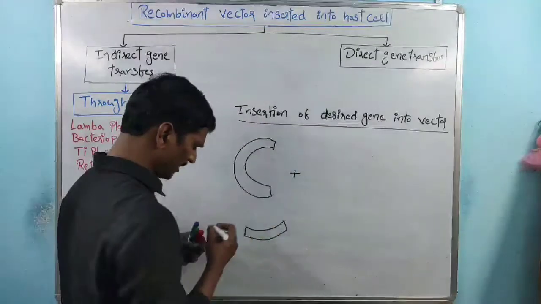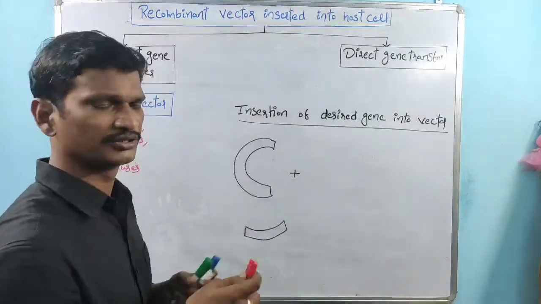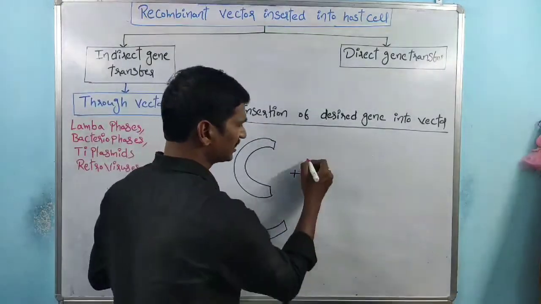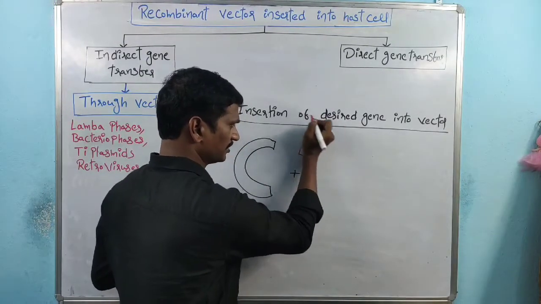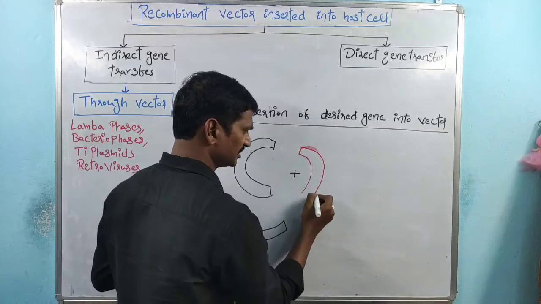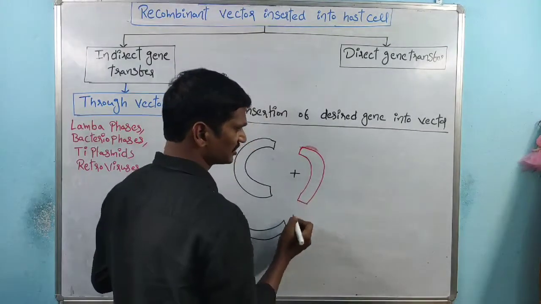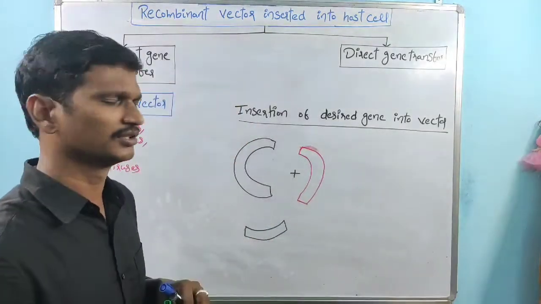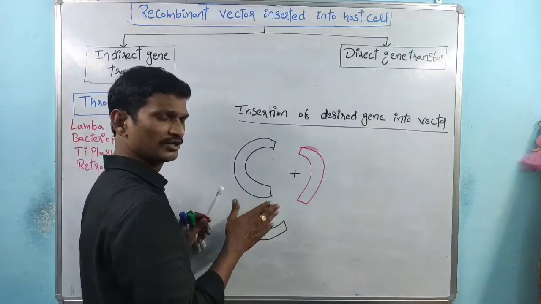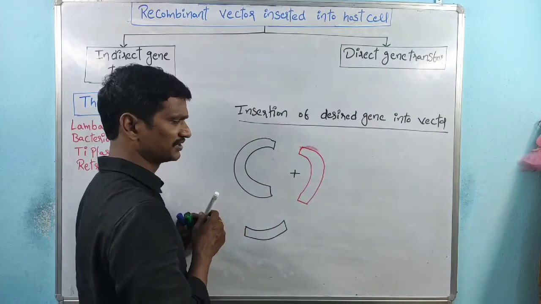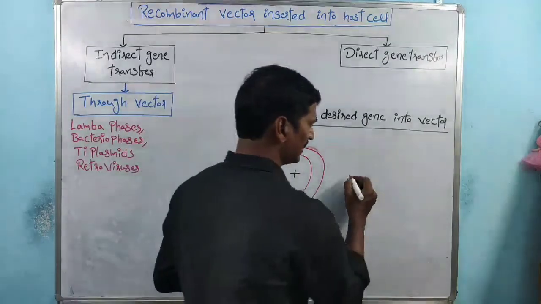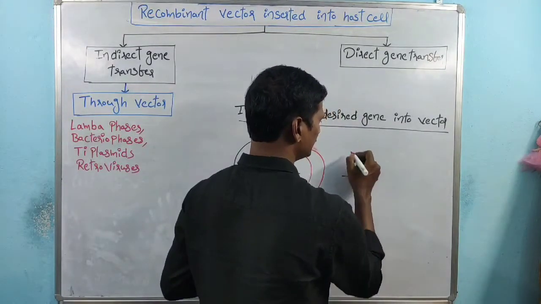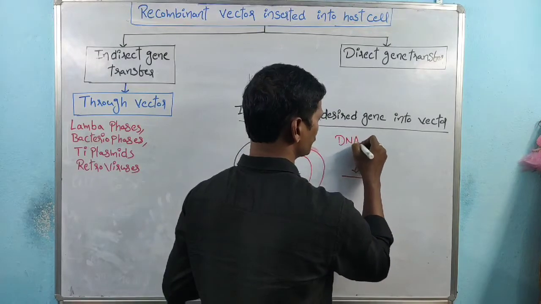This plasmid part is tagged with the desired gene. This is the desired gene. We already synthesized it using PCR, right? Sir, how does the attachment take place? That attachment is done by DNA ligase enzyme, right?